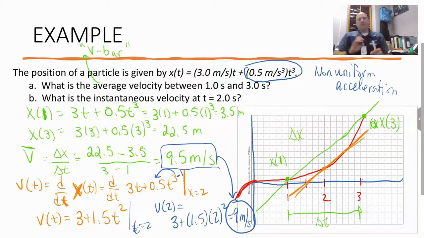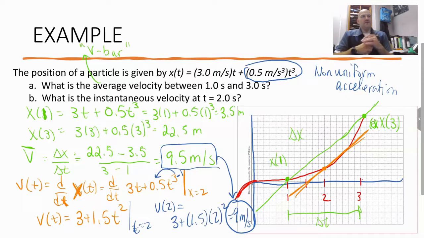And if I were to take like 1.1 and 2.9, or 1.5 and 2.5, right? So as I shrink that delta x between them down, that 9.5 comes closer and closer to 9, which is my actual value at that point.